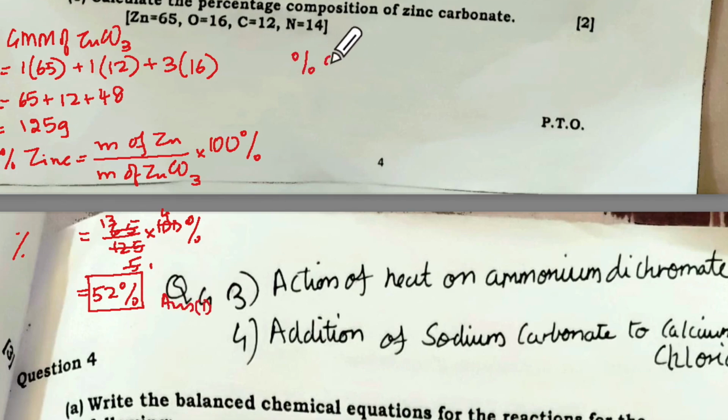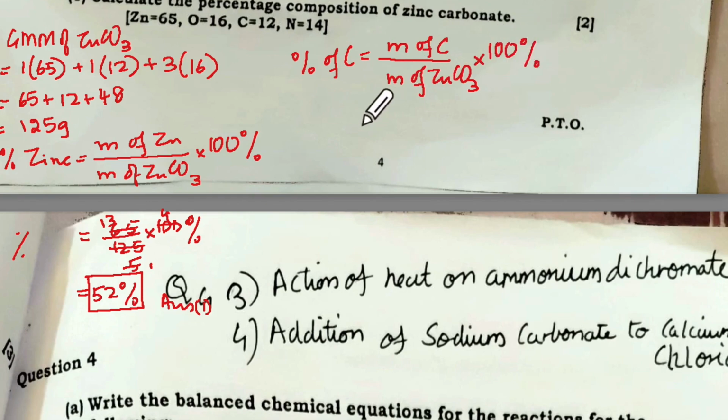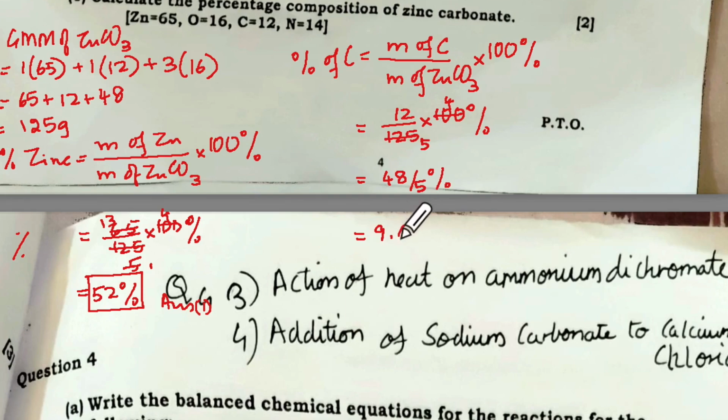Then percentage of carbon. What will we write for percentage of carbon? Mass of carbon upon mass of ZnCO3 multiplied by 100%. So that will be 12 upon 125 into 100%. 25 fours and 25 fives. So 48 upon 5% means it will be how much? 5 nines 45 and 3/5 means 0.6, so 9.6%. This will be your answer 2.